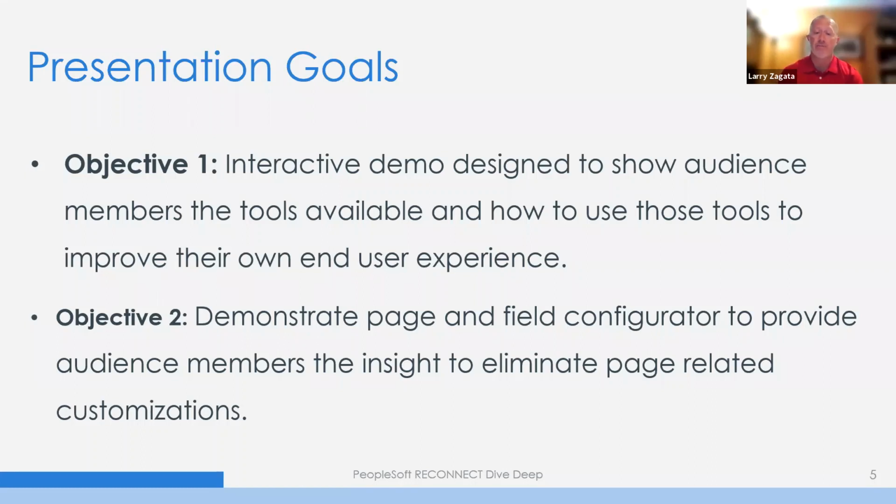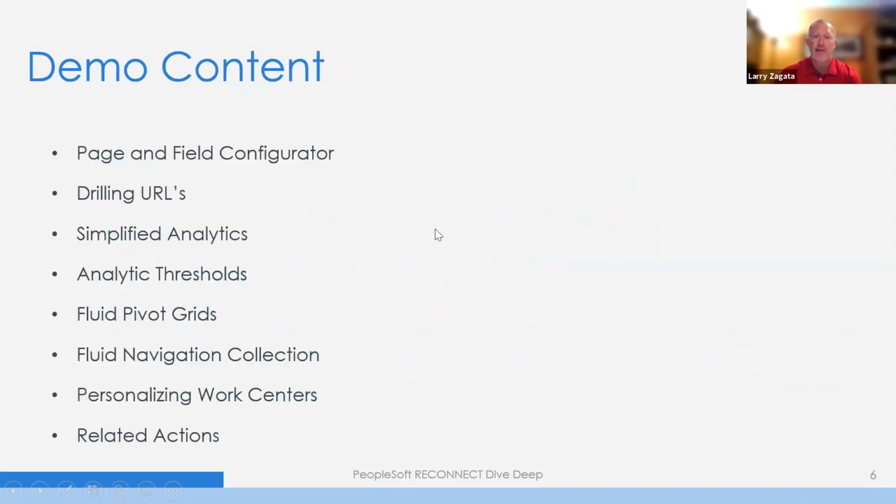And on top of that, we'll also look at Page and Field Configurator, give you those options, how to make some small changes, eliminate those customizations and make it configuration. And I separate those two. They are a little bit different in terms of just how I classify them. So today we will demo Page and Field Configurator. We're going to do some drilling URLs. We'll look at simplified analytics. Take a peek at some thresholds in analytics. Look at fluid pivot grids, navigation collections. Do some personalization of work centers, and also touch on related actions or related content.